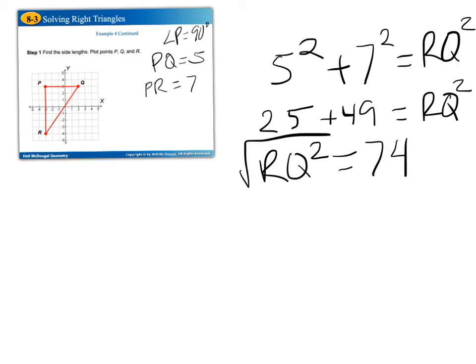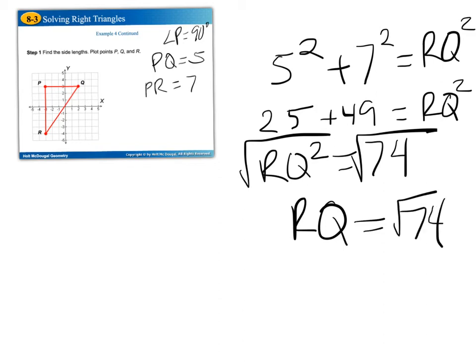To get RQ alone, I want to square root it. Now, if we were doing this problem for just whatever, we would reduce this radical, so RQ is the square root of 74. We would reduce this if at all possible. But since it told us to round to the nearest hundredth for our sides, we can just go ahead and do that and say that RQ is approximately 8.60. When you do this in your calculator, square root of 74 is going to be 8.60232527. When you round to the hundredth, even though this 0 is here, you still have to put it.